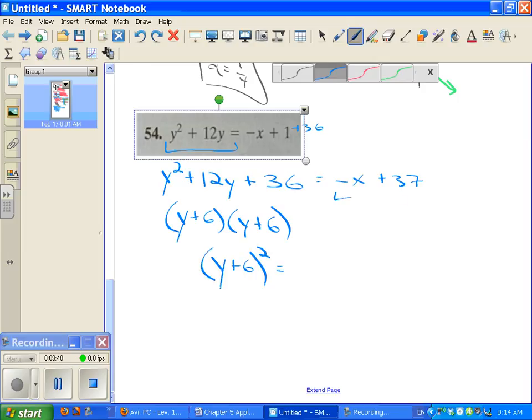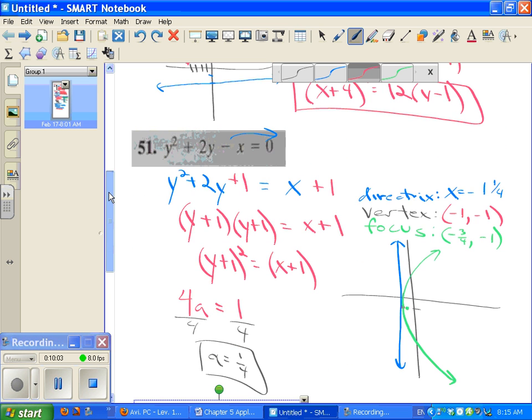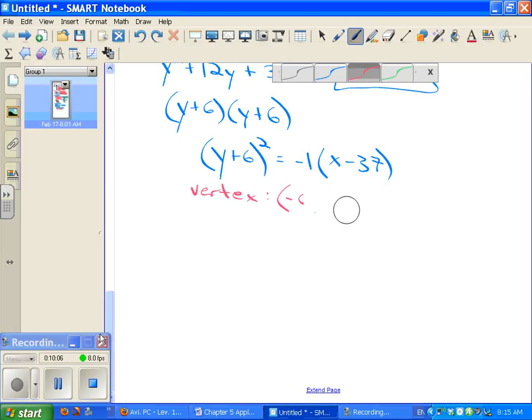now what should I do with this? Definitely pull out a -1, leaving me behind with an x minus 37. All right, so where is my vertex? -6, 37. Okay, so I've got that one now. Wouldn't it be the other way around? Yes, it would. No, because it was -1 up here. You're right, because the x part has to come first. So it's actually 37, -6.